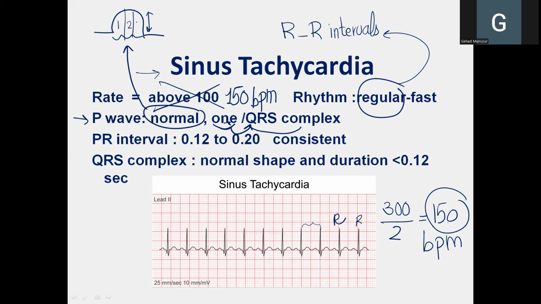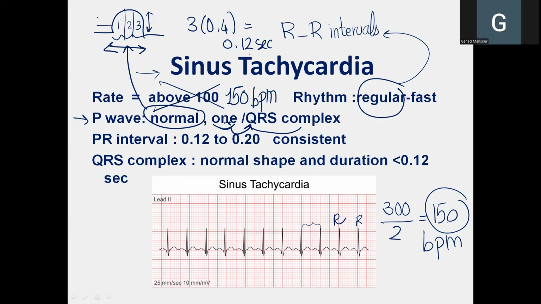So if you find that they are 3 small squares, then 3 multiplied by 0.04 is 0.12. So you would say that the P wave has a normal width, because the width is equal to, you can say it in the unit of squares or seconds. So you can say that the width is 3 squares or the width is 0.12 seconds.